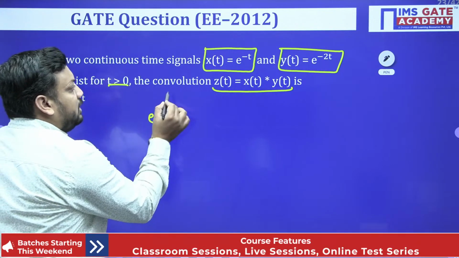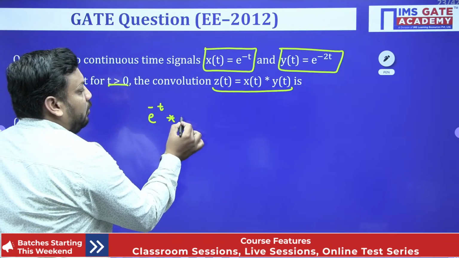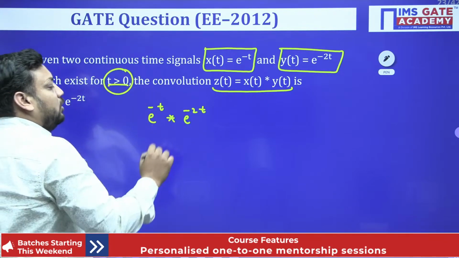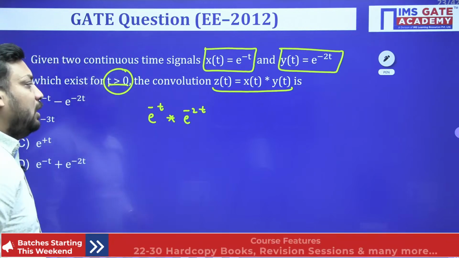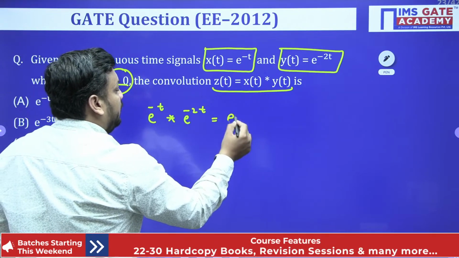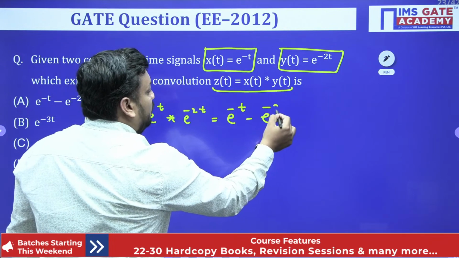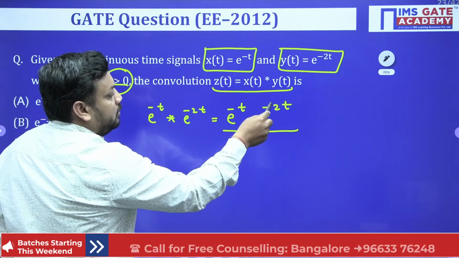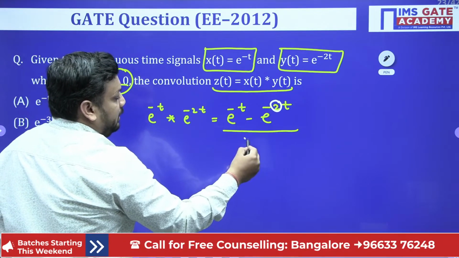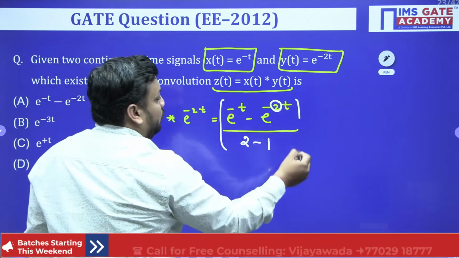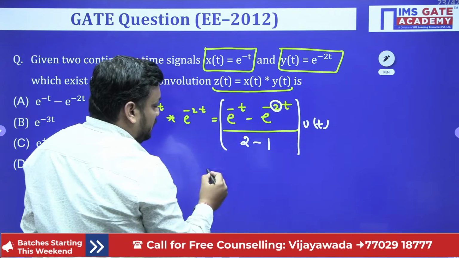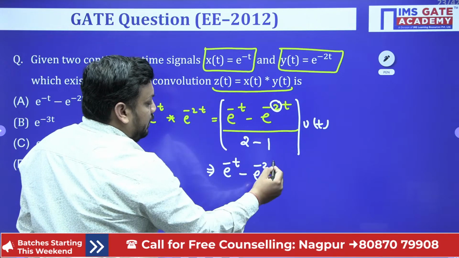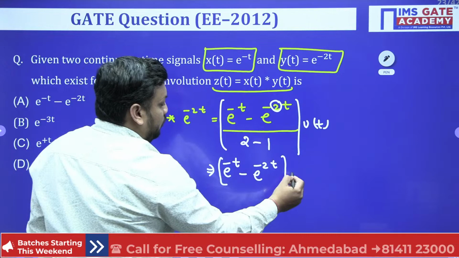So simply you need to apply e to the power minus t convolved with e to the power minus 2t. Both are for t greater than 0, which means both can be multiplied with u(t). Both are right-sided signals only. So the answer will be e to the power minus t minus e to the power minus 2t, divided by b minus a. Here the a value is 1 and the b value is 2, so b minus a means 2 minus 1, into u(t). So this is nothing but your final answer: e to the power minus t minus e to the power minus 2t, u(t), because 2 minus 1 is nothing but 1.